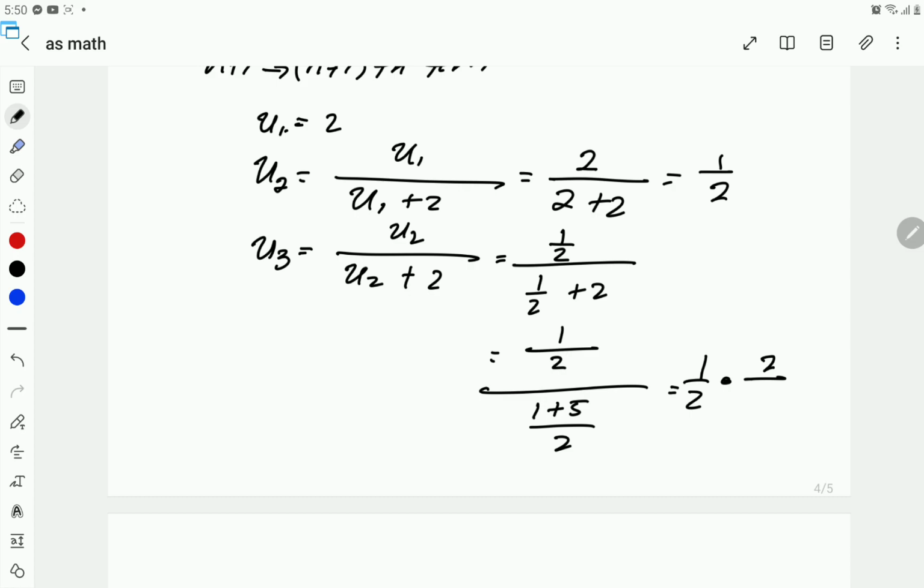Why did I say 1 over 5? That's 1 over 4. Oh my goodness. So 1 over 4. So this is now 2 over 5. So as you can see, you can cancel the 2. So the correct answer now is 1 over 5. So these are the first 3 terms of the sequence.